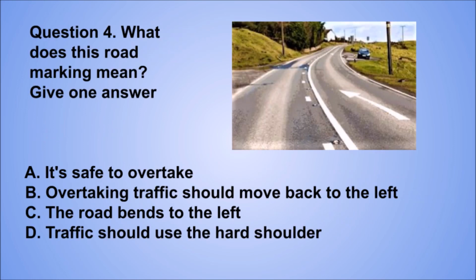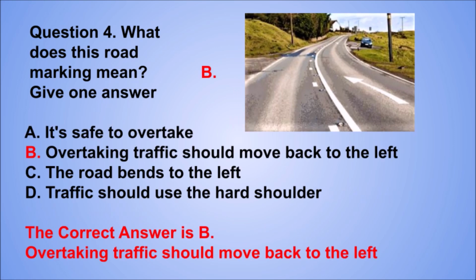Question 4. What does this road marking mean? Give one answer. A. It's safe to overtake. B. Overtaking traffic should move back to the left. C. The road bends to the left. D. Traffic should use the hard shoulder. The correct answer is B. Overtaking traffic should move back to the left.